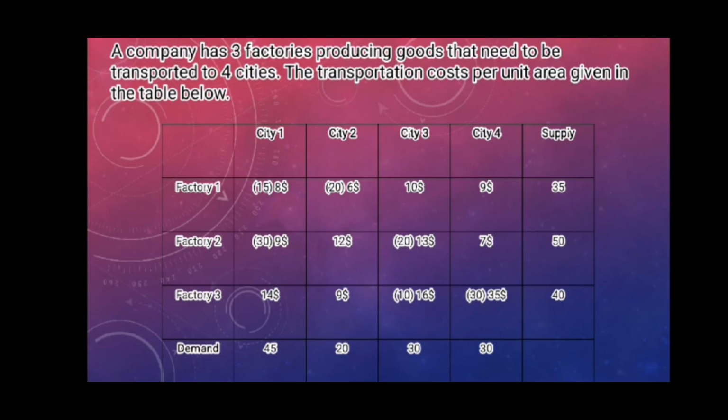For factory 1, city 1, let us assume 15, and 20 for factory 1 and city 2. We also get the same price for factory 2 and factory 3. Considering our demand and supply, all we need to remember is that we must not exceed what is given for our demand and supply. Therefore, since our demand for city 1 is 45, we assume 15 for factory 1 and 30 for factory 2. Adding this up would be 45. In contrast, supply follows the same process as the demand.